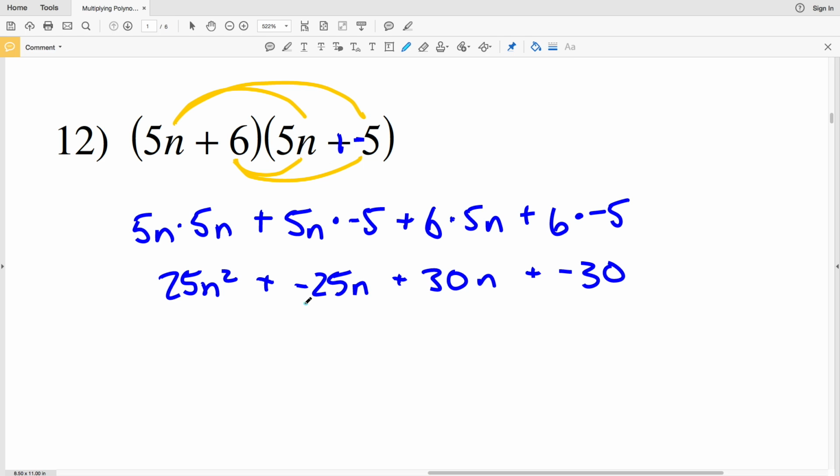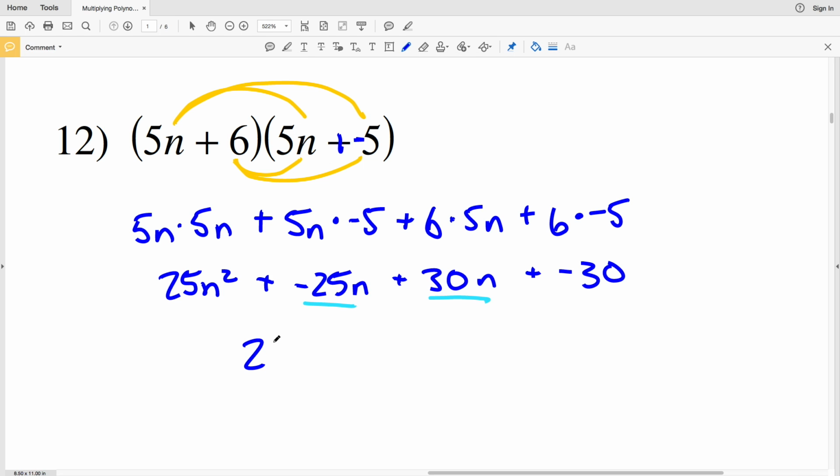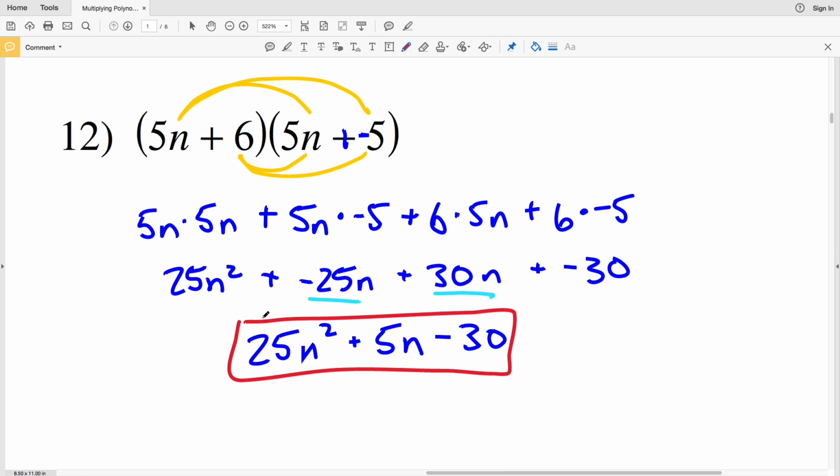Combining the like terms, we'll get negative 25n plus 30n, which is a positive 5n. So we're going to have 25n squared plus a positive 5n, and then we're adding the negative 30, so let's subtract 30. And that's the solution for number 12.